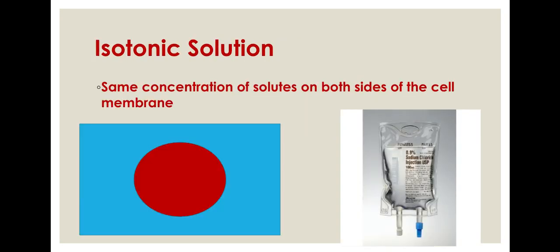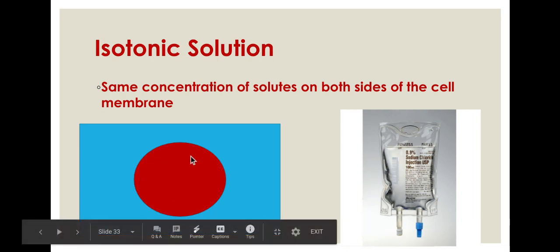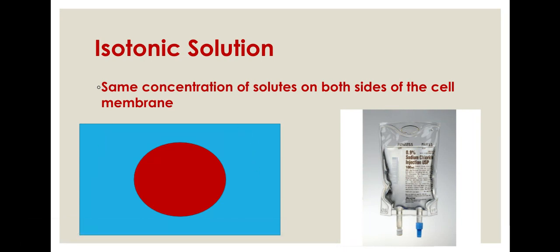An isotonic solution has the same concentration of solutes inside the cell membrane as outside the cell membrane. So it's like putting a cell into this solution here, and we have the same amount of stuff. That means things will move in and out of the cell at the same rate, and nothing happens to our cell. Its pressure stays the same. It is just living its life normally.